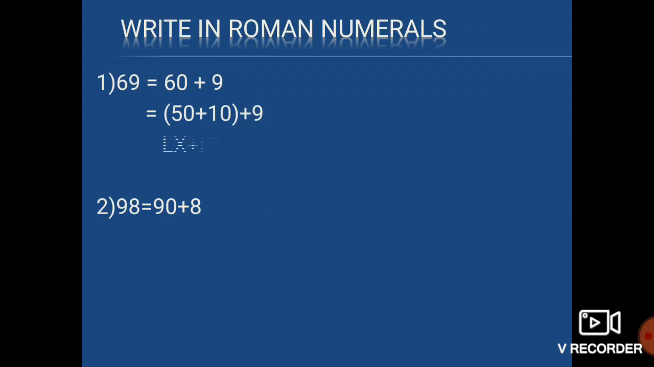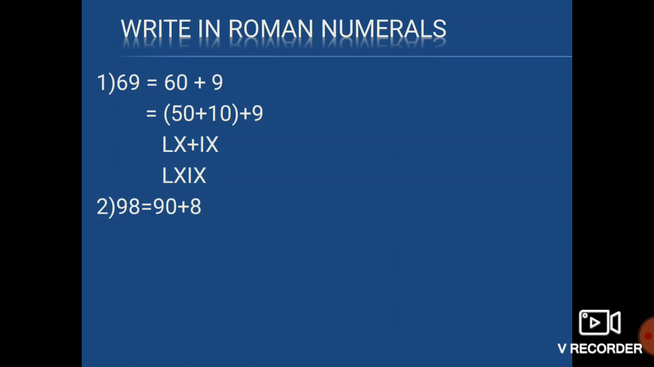Now we'll represent these numbers using Roman numerals. So 50 is represented as L in Roman and for 10 we use the X symbol. So LX, and 9 we will write as IX. So adding all together we'll get LX and IX. So it is LXIX.